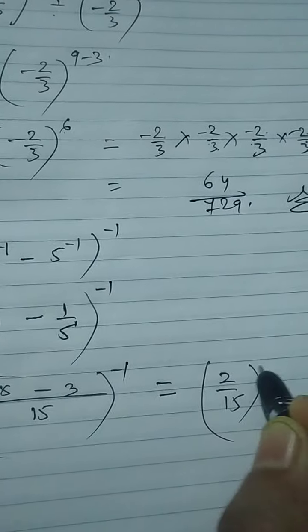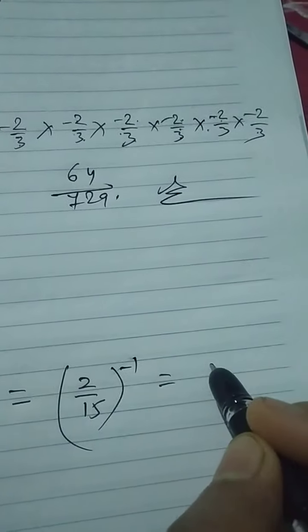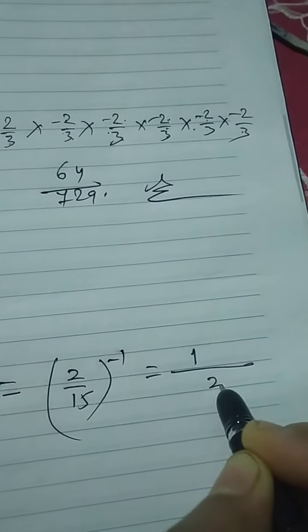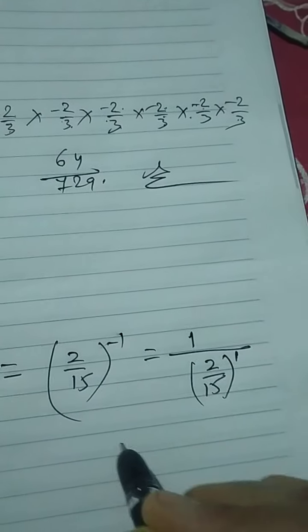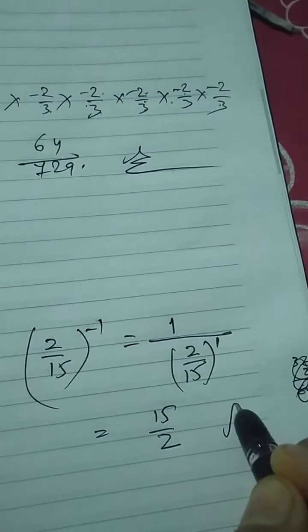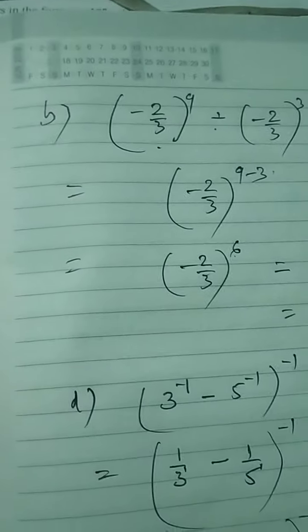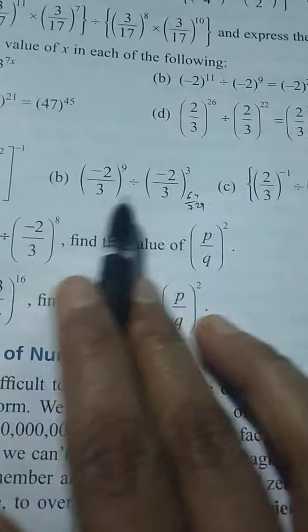2 by 15 to the power minus 1. It is minus 1 inverse, means we have to write its reciprocal. 1 by 2 by 15 to the power 1 in plus. So it will come in reciprocal. 15 by 2 will be the answer. Okay. C number I am leaving it for you for homework. It is very easy. You can do it just like this.